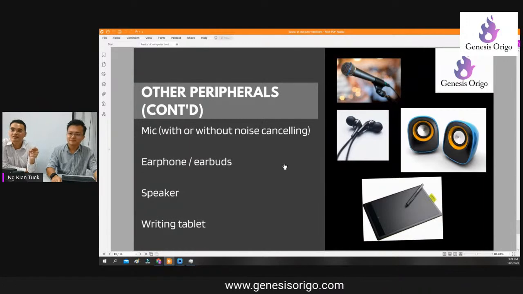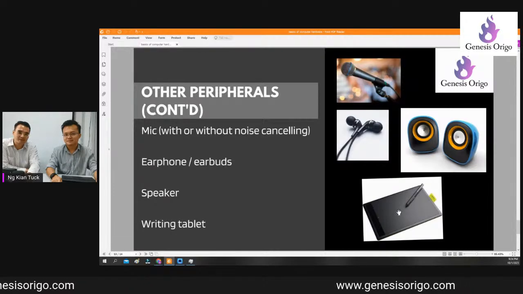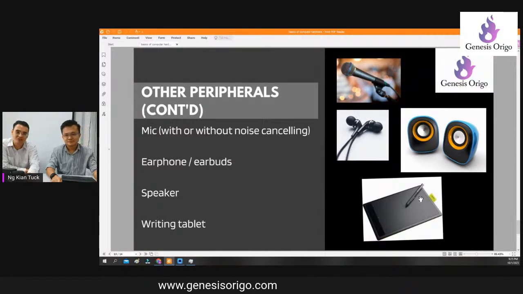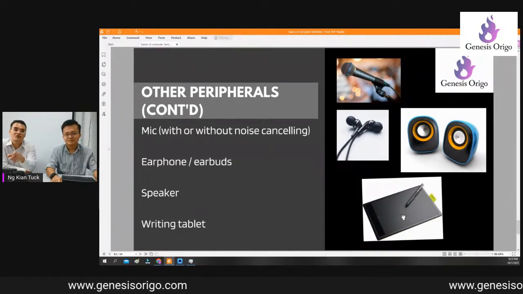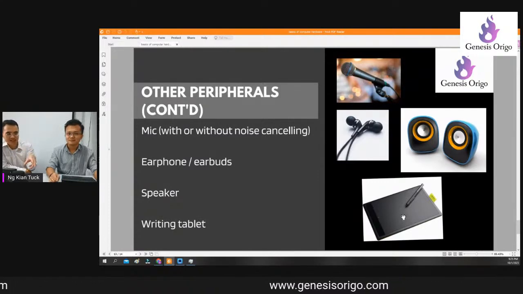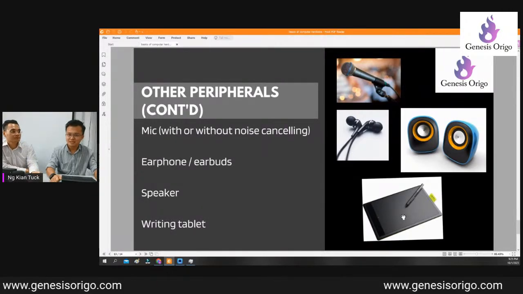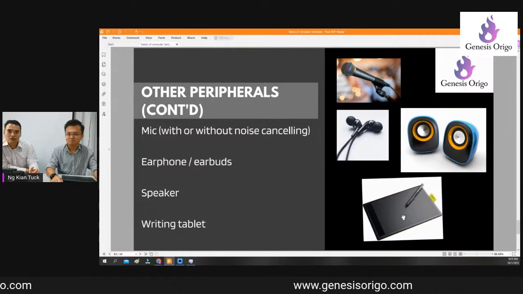Okay, so we have speakers, and then these writing tablets. If you look at the slide here, it's not a screen for you to write on. So this is more for you if you want to get involved in graphics. I use this to write when I teach. I know a lot of graphic artists who use this to draw things. Some writing tablets come with a screen, and those are more expensive.